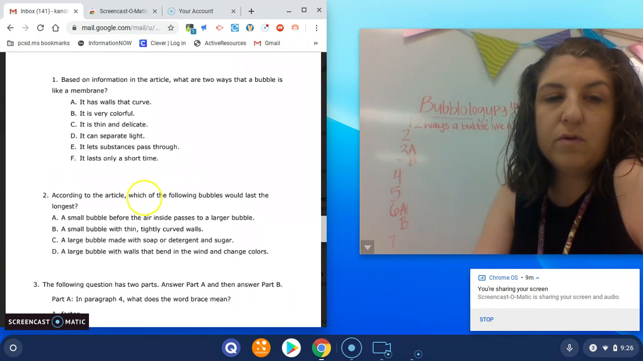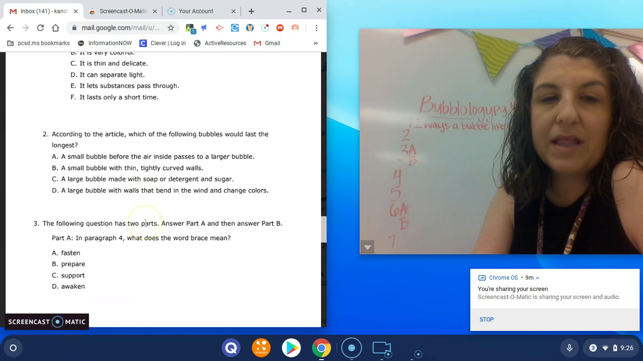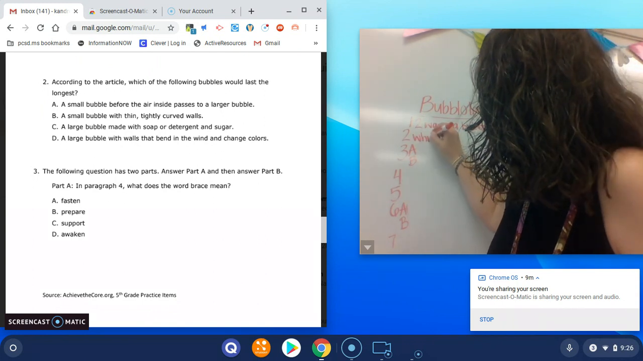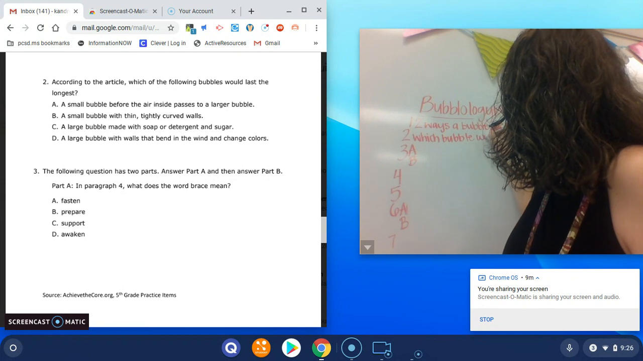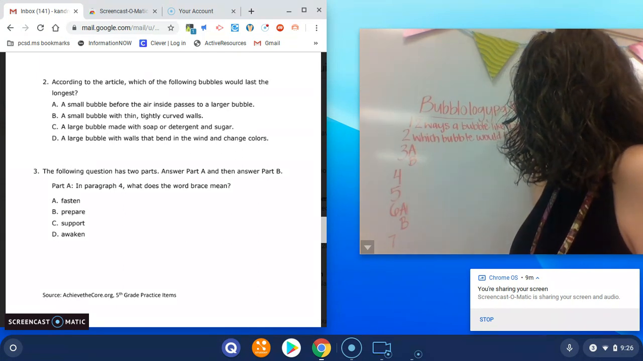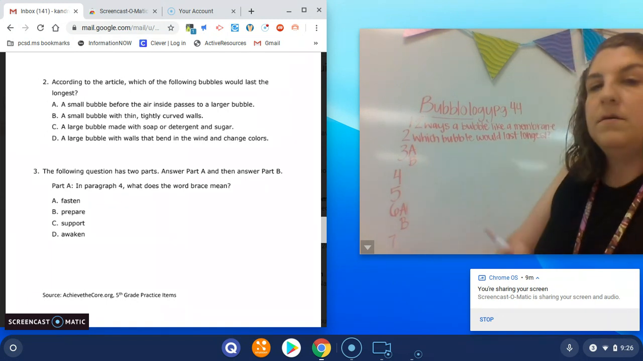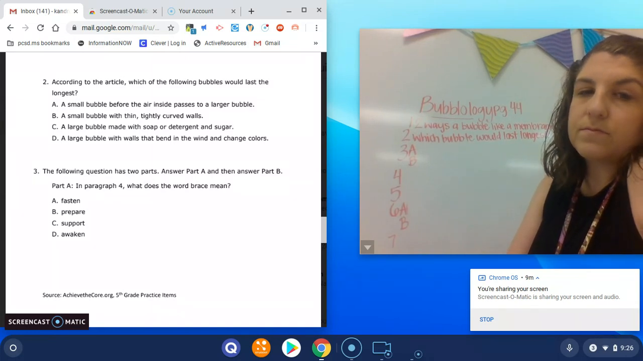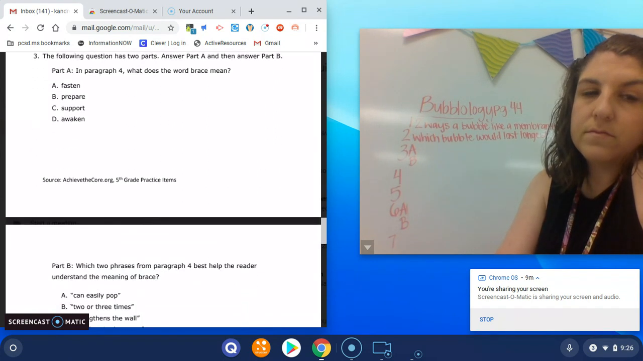Number 2, according to the article, which of the following bubbles would last the longest? Okay, which bubble would last longest? Okay, and again, I'll give you time to catch up. I'm going to scroll down.